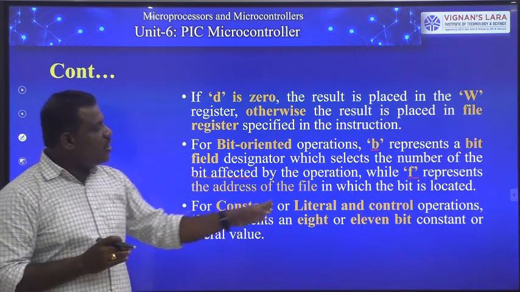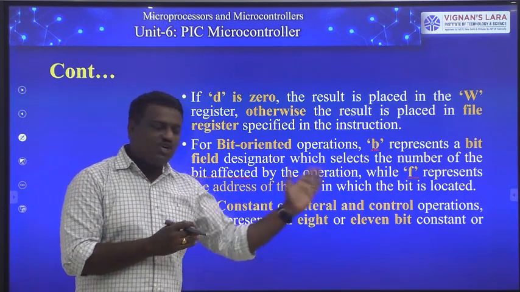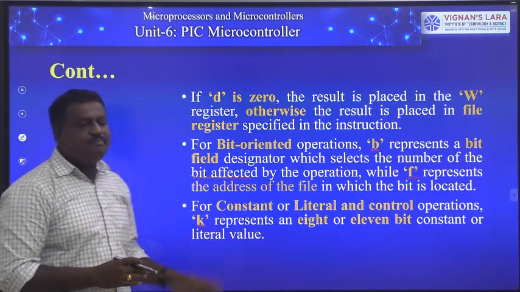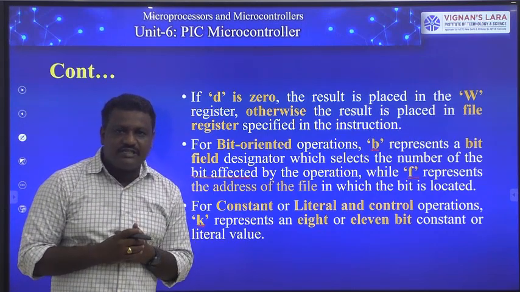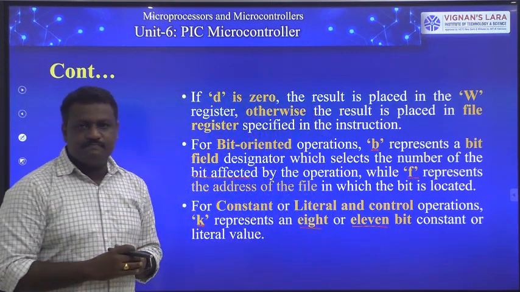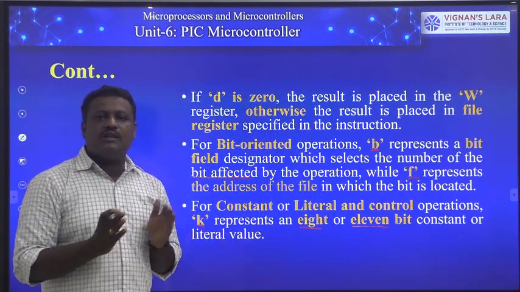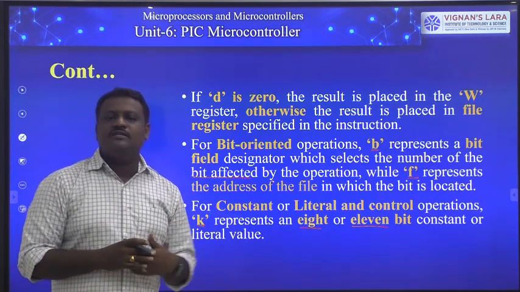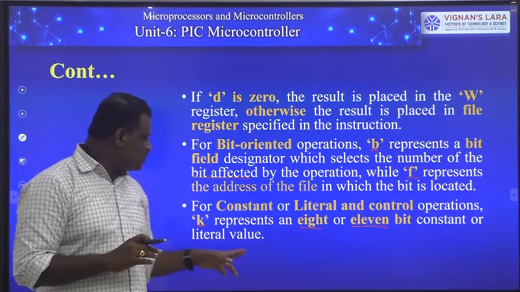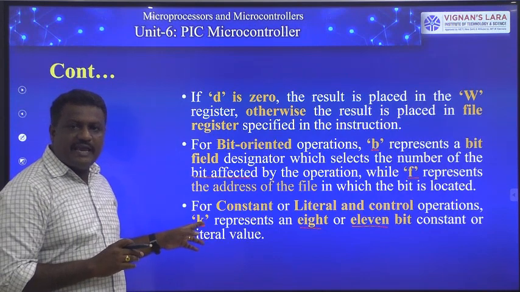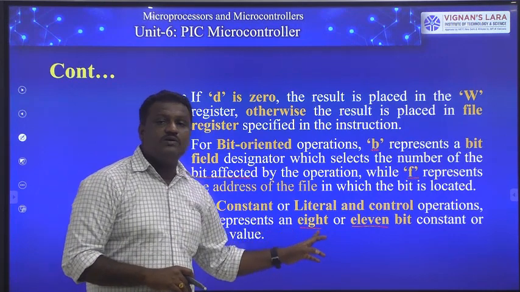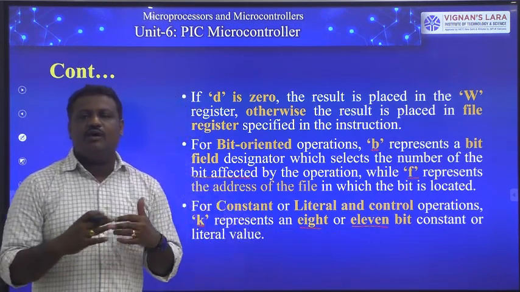And next, for constant or literal and control related instructions or operations, we are using one more character called K. This K represents a literal or a constant whose size is either 8 bits or maybe 11 bits. Again, I come to the last group, that is constant related instructions or control related instructions. Here we identify one more character called K, a literal or a constant whose size is equal to either 8 bits or 11 bits.